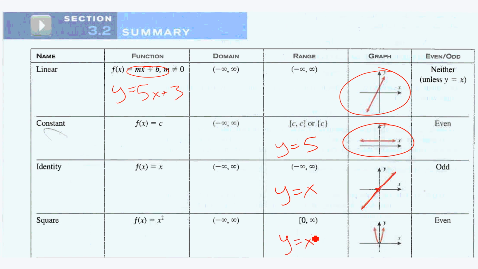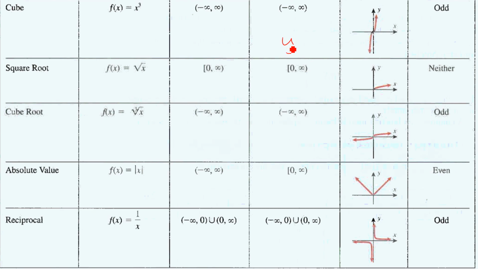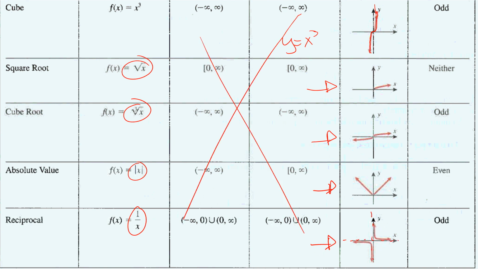y equals x squared, that is a parabola. y equals x cubed, that is this shape here. This is the square root of x, the cube root of x, the absolute value of x, and 1 over x looks like this. It never touches either of the axes. Okay, you do not need to know the rest of the information, just the general shape of what they look like.